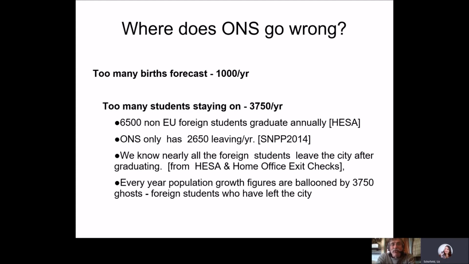So ONS has only 2,650 people leaving per year of all kinds of international immigrants: students, workers, family leavers, all sorts. But we know from the HESA data and from Home Office exit checks data done at the border that more than double that number are actually leaving. So every single year, at least in 2019, there were 3,750 people who left Coventry after graduating from university, but they were not accounted for in the SNPP. Effectively, they were left here bloating the population numbers.